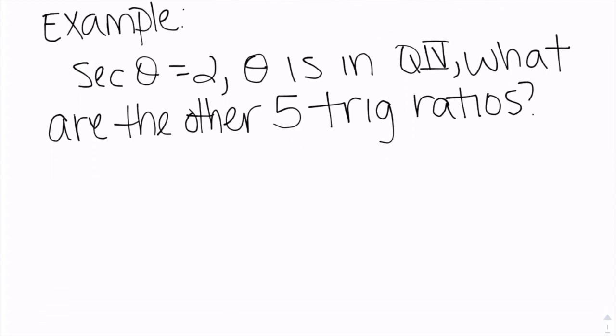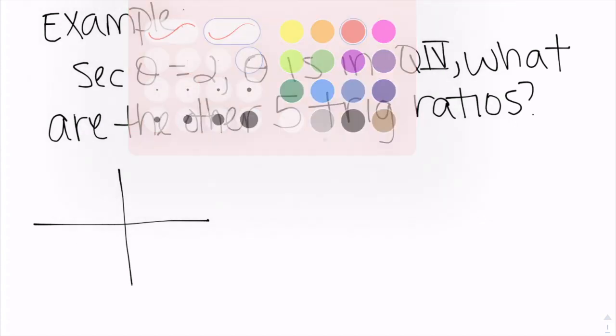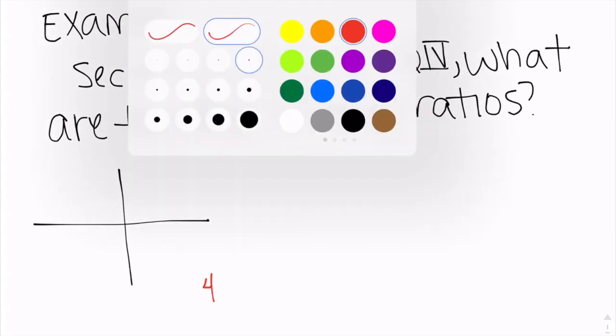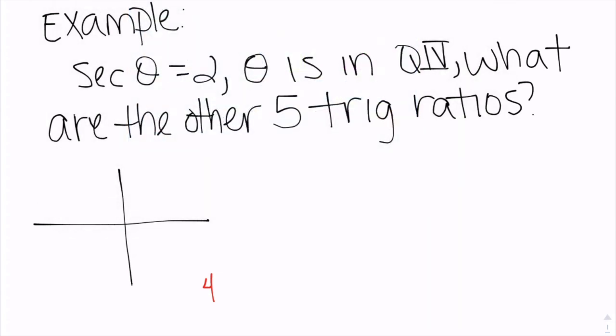So we're going to start with drawing ourselves a set of axes. And we know that theta is in quadrant 4. And so this is quadrant 4. And so we're going to draw ourselves a triangle going out from the origin and then straight to the x-axis. And theta is right there.